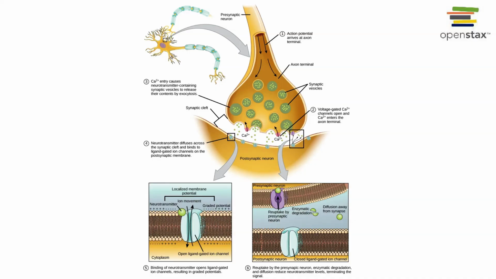Neurotransmitters diffuse across a small space called the synaptic cleft and then bind to receptors on the postsynaptic cell. After binding to the receptors, neurotransmitters have to be removed from the synaptic cleft to terminate the signal. Neurotransmitters can be removed by reuptake when they are transported back into the presynaptic neuron. Neurotransmitters could also be broken down by an enzyme, or they could simply diffuse out of the synaptic cleft.